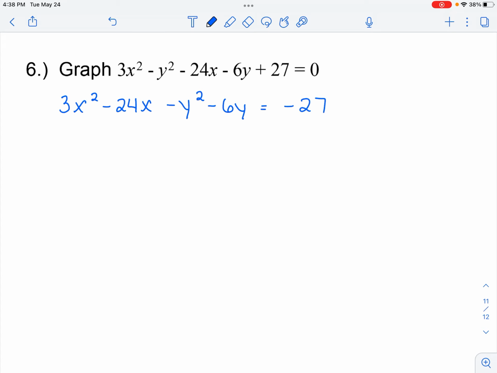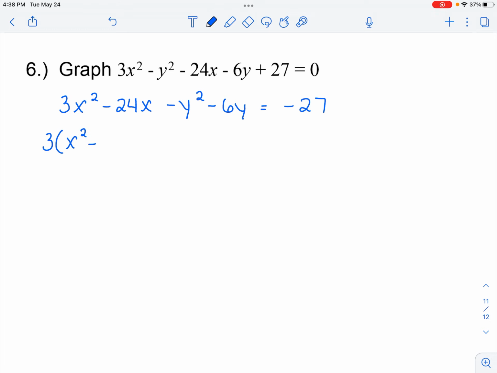Now I'm leaving the x squared first because it was a positive out of the two squared, so that means x squared should come first and y squared should come second, because we know it's something squared minus something else squared. All right, so next step is to factor out the 3.